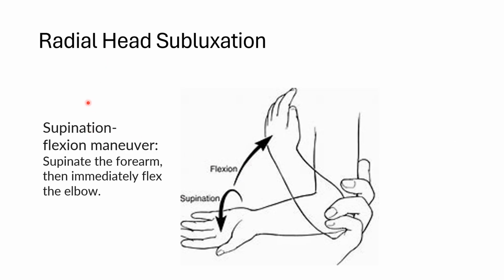This is the other maneuver, the supination flexion maneuver. Supinate the forearm, then immediately flex the elbow. Here the arm is supinated, then it is immediately flexed.